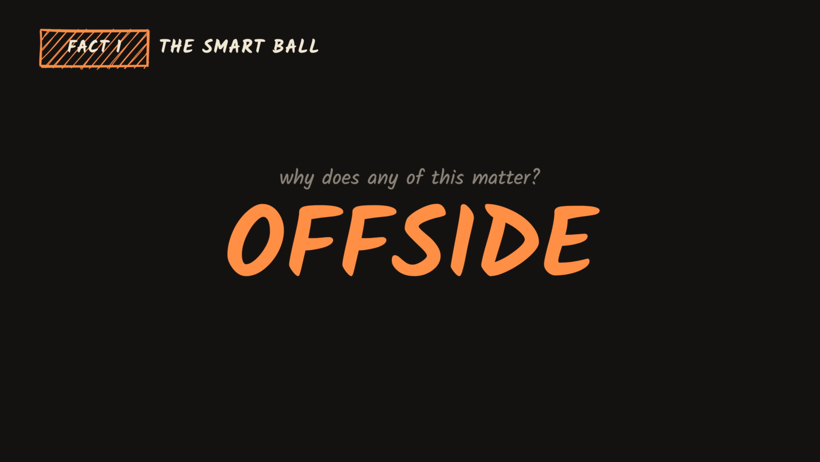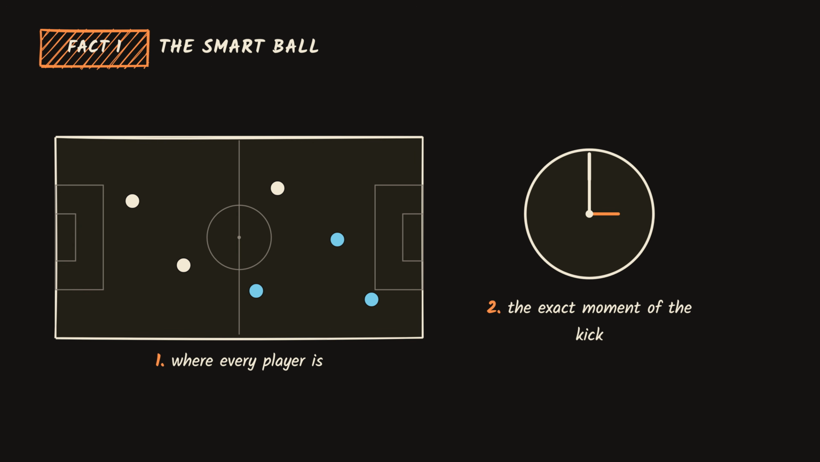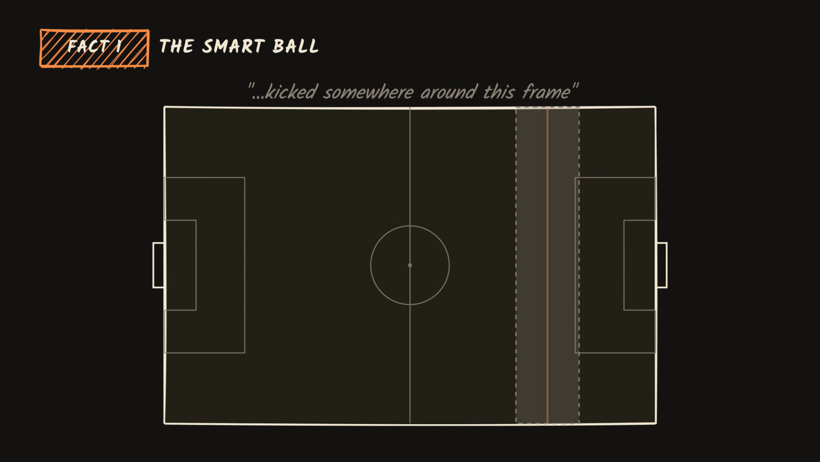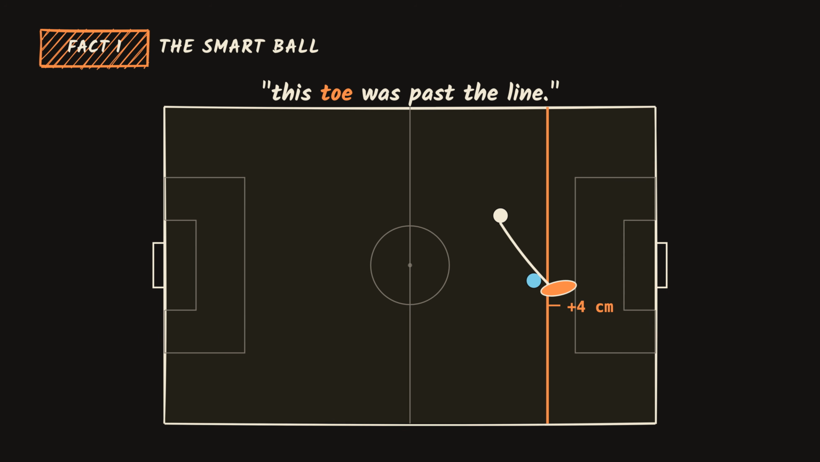The reason any of this matters is offside. To call offside, you need to know 2 things: where every player is and the exact moment the ball was kicked. The chip gives you that moment down to the millisecond. Fuse that with player tracking data, and you go from "the ball was kicked somewhere around this frame" to "at this exact instant, this toe was past the line."